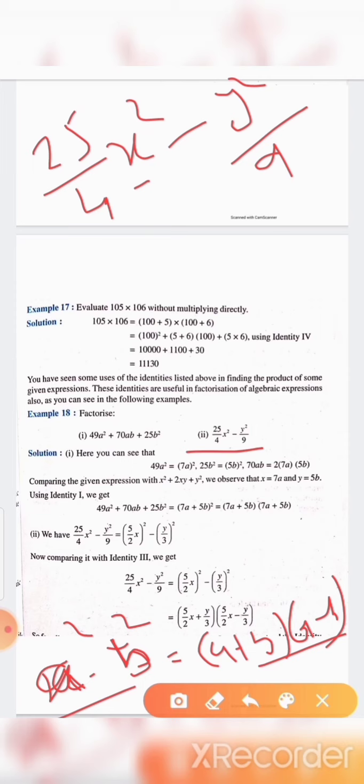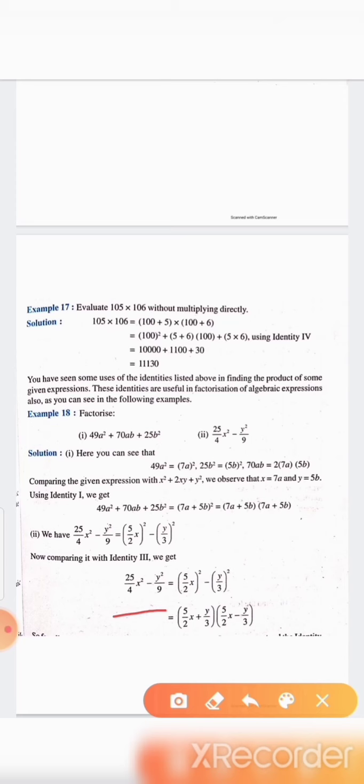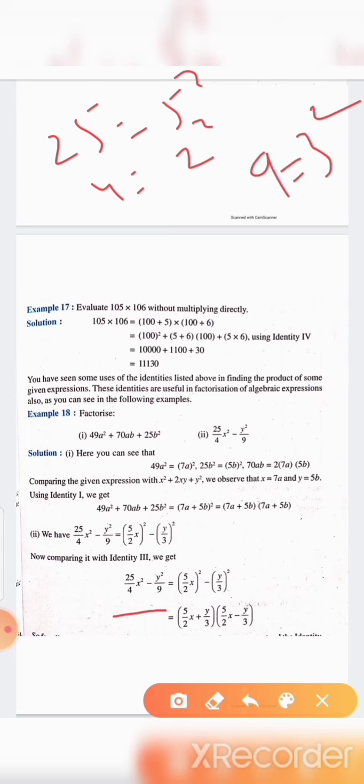Here first we write the term in the whole square form. So we write 25 upon 4 x square minus y square upon 9 in whole square terms. 25 is the whole square of 5, 4 is the whole square of 2, and 9 is the whole square of 3. So we write 25 upon 4 x square as 5 upon 2 x whole square. It means the first term is 5 upon 2 x whole square, and the sign is negative. Another term is y upon 3 whole square, since 9 is 3 square.